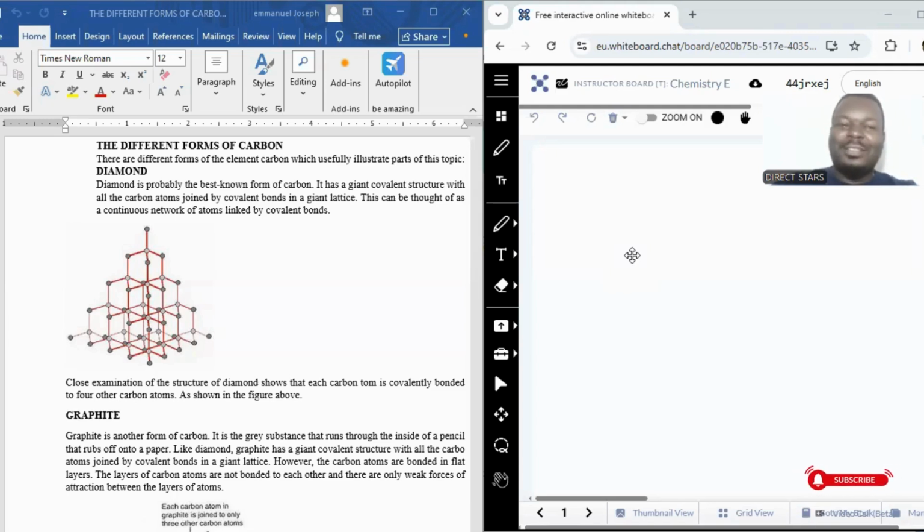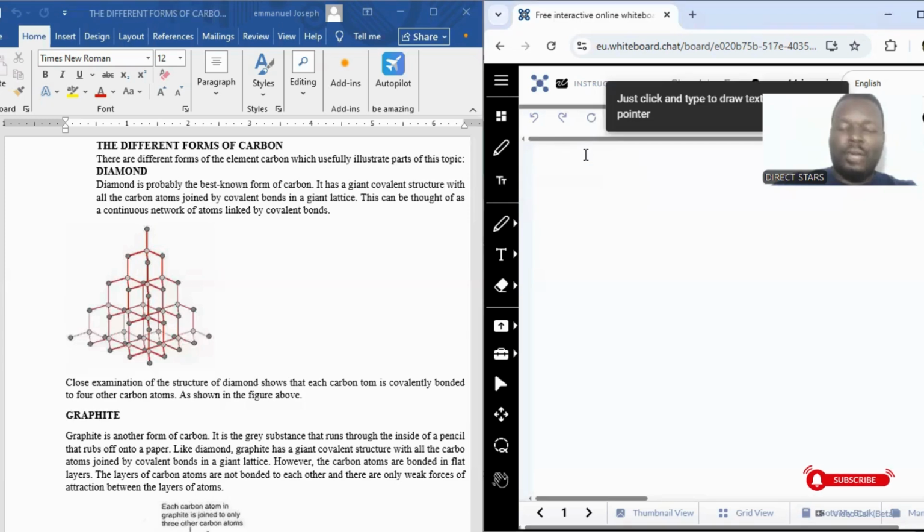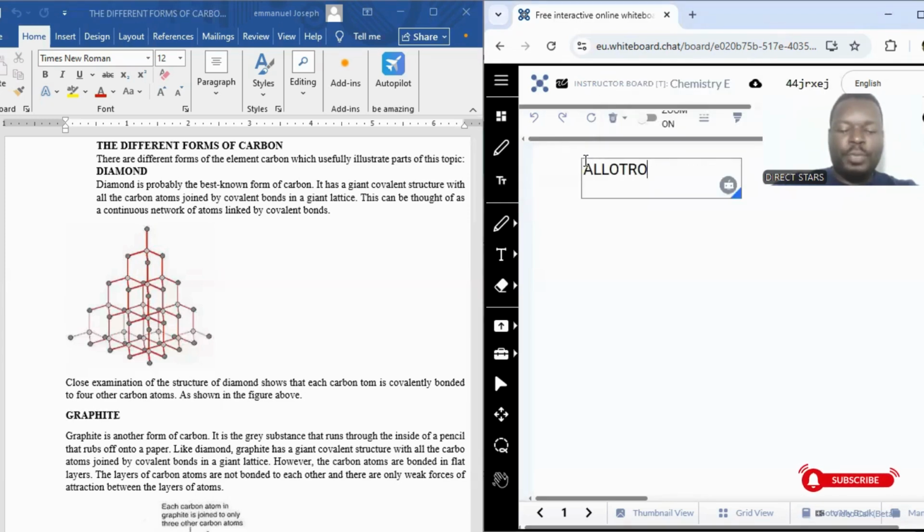So today we'll be looking at the different forms of carbon. There are different forms of the element carbon. We'll be considering two crystalline forms of carbon in this class, which are diamond and graphite. When elements behave in this manner, where they appear in two or more different physical forms, we call this phenomenon allotropy. Okay, that phenomenon is called allotropy. Okay, when you have a particular element exhibiting two or more forms in the same physical state.